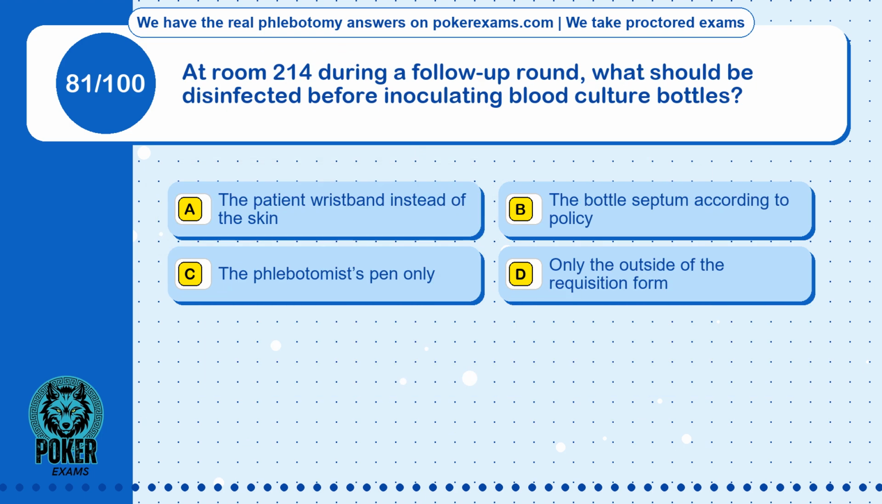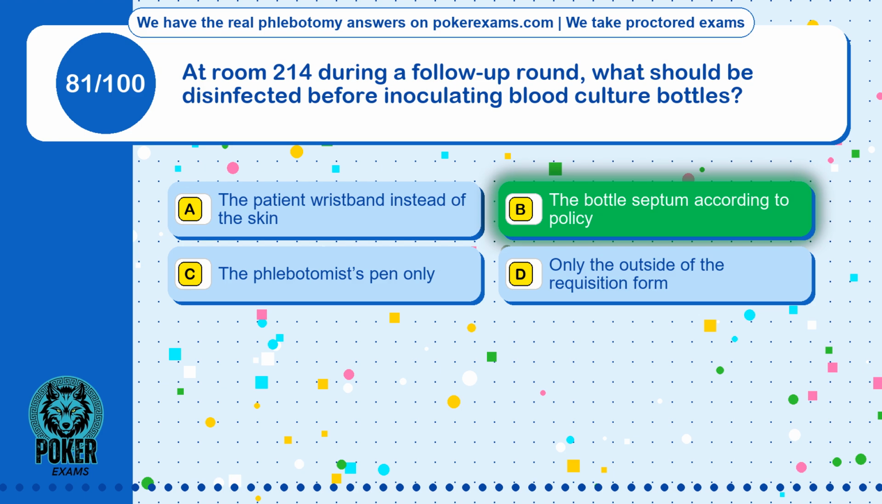Question 81. At room 214 during a follow-up round, what should be disinfected before inoculating blood culture bottles? Option A. The patient wristband instead of the skin. Option B. The bottle septum according to policy. Option C. The phlebotomist's pen only. Option D. Only the outside of the requisition form.